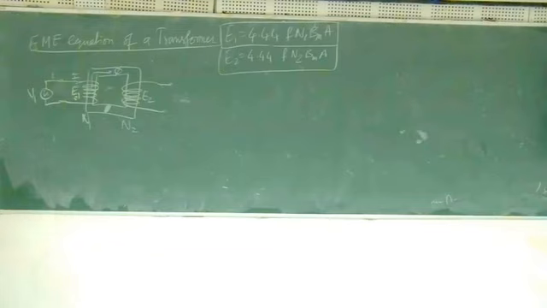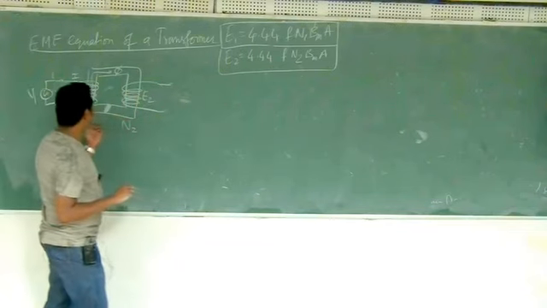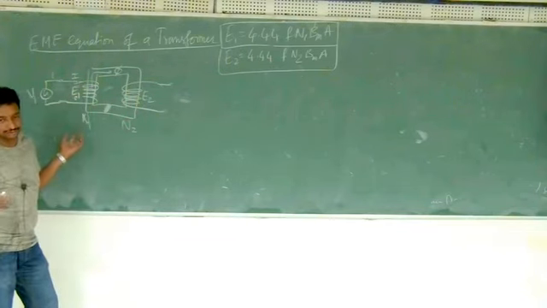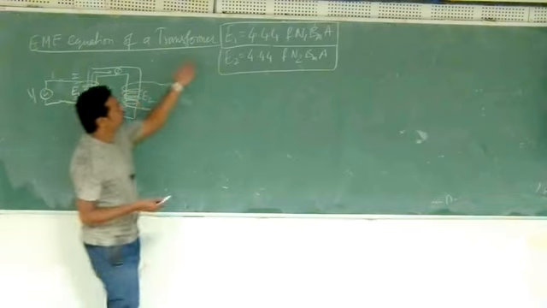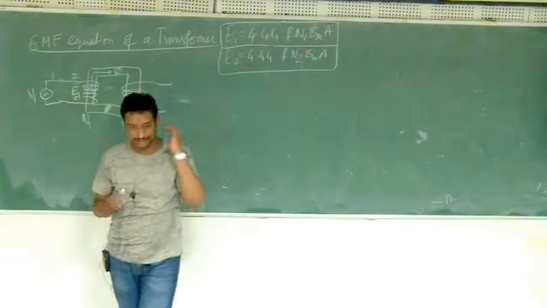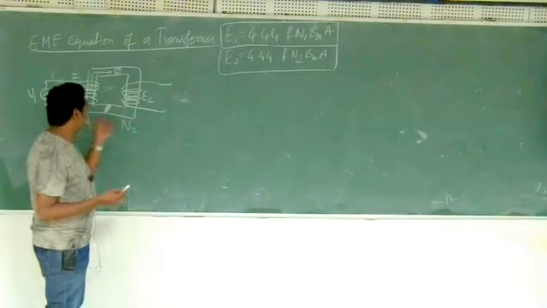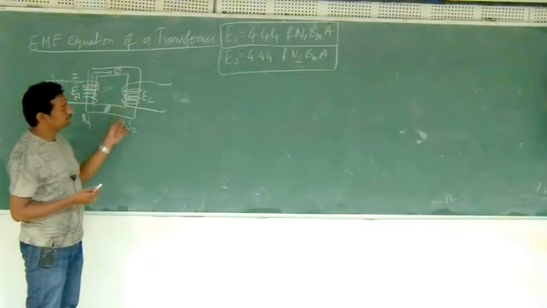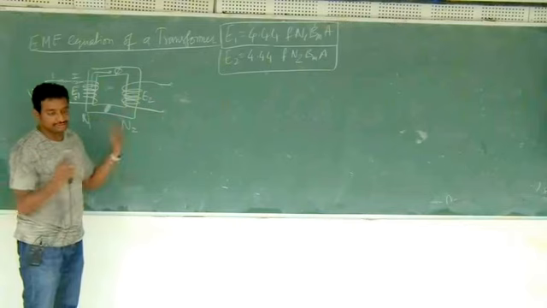Now I can ask a question. What is the E1 dependent upon? If I have more turns, then I'll get more EMF induced. So E is proportional to N. And then Bm. Bm is the maximum flux density. Now if I have more and more flux density in this core, I can get more EMF.